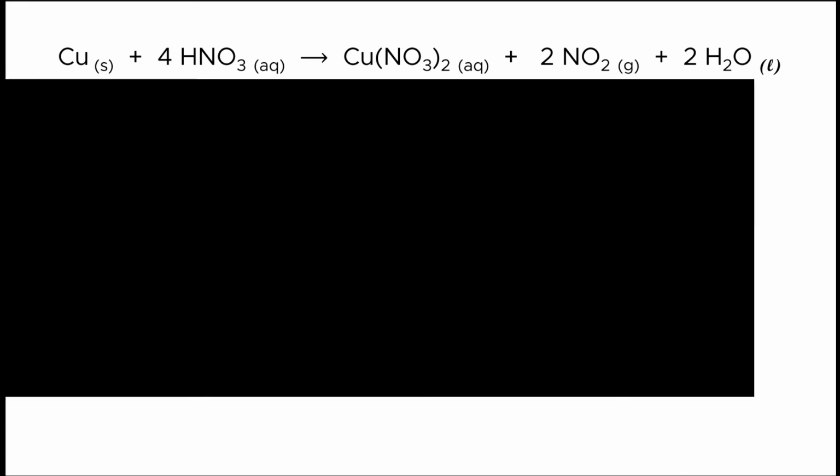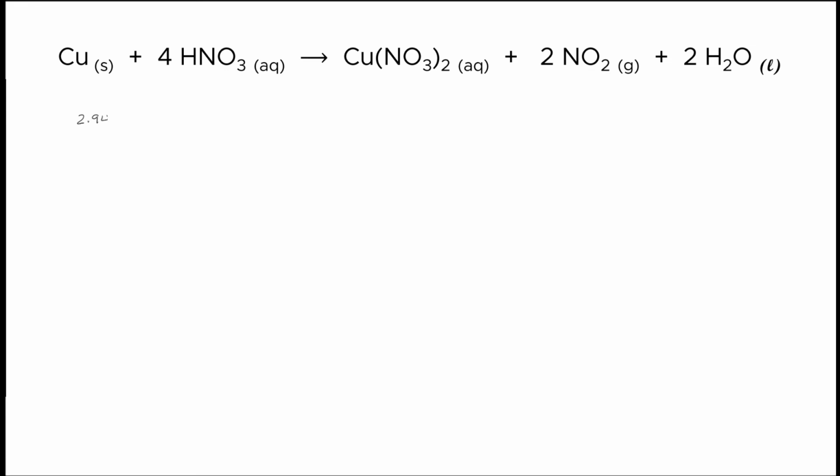In our final example, we start with 2.945 grams of copper and 4.91 grams of nitric acid. And we are asked to calculate the theoretical yield of copper 2 nitrate in units of grams. So we check the units given in the problem, grams of copper, grams of nitric acid, and we are asked to calculate grams of copper 2 nitrate, so we need molar masses for all three.